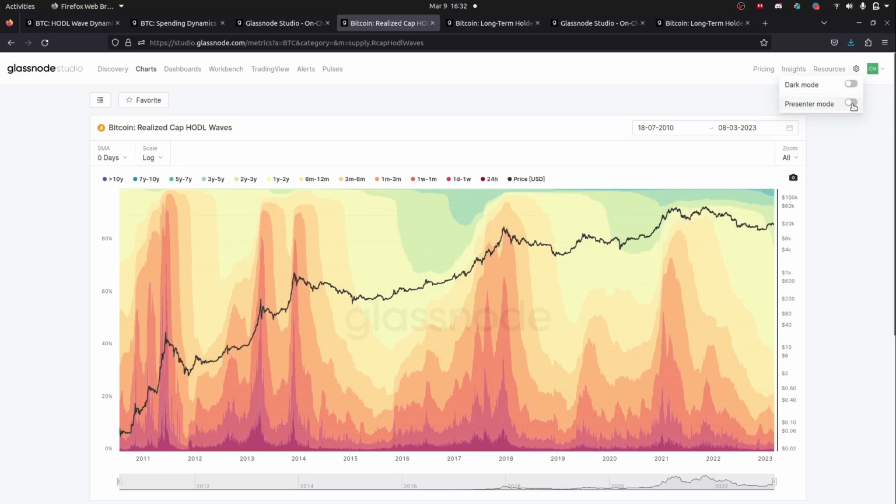Sorry, let me just turn this on. I'm going to test this out. This is new, presenter mode. In theory, this should get rid of the tooltip. We'll see how this goes.